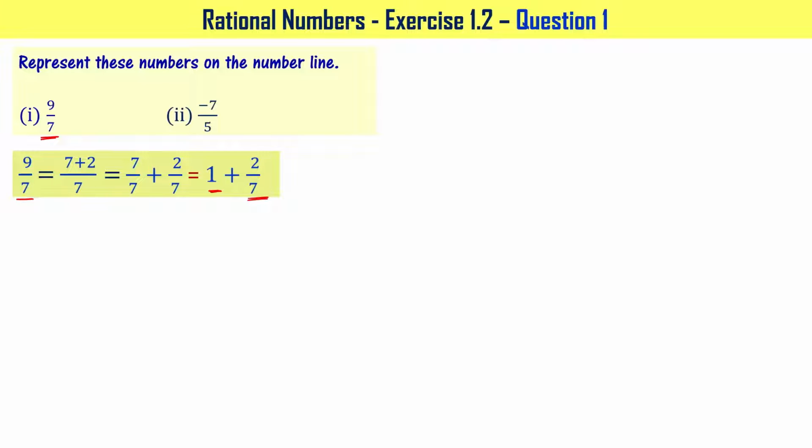It means 9 by 7 is greater than 1 by 2 by 7, right? And we know that 2 by 7 is less than 1 because 7 by 7 is 1. It means 2 by 7 is less than 1, right? So what I can say now is 9 by 7 lies in between 1 and 2, right? 9 by 7 is greater than 1. At the same time, it is smaller than 2. So we can now draw a number line which includes number 1 and number 2.